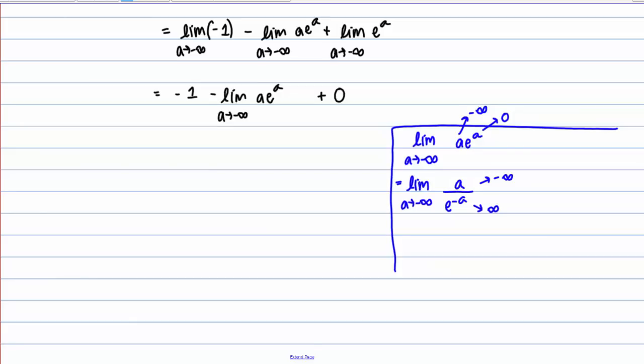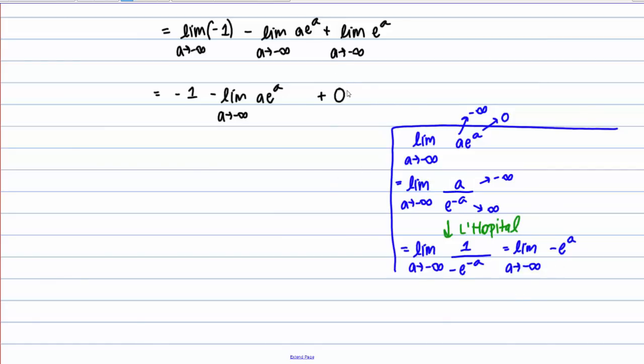Now, what L'Hôpital's rule says we can do is say this is equivalent to the limit as a goes to negative infinity, and then I'm going to take the derivative of the top and the bottom separately with respect to my variable a in this case. So if I take the derivative of the top, that's just going to give me 1. If I take the derivative of the bottom, that's going to give me negative e to the negative a. So then this becomes a limit as a goes to negative infinity of negative e to the a if I bring things back up to the numerator.